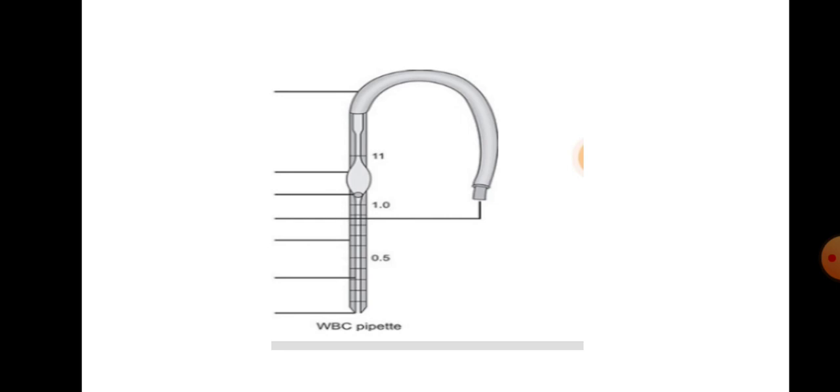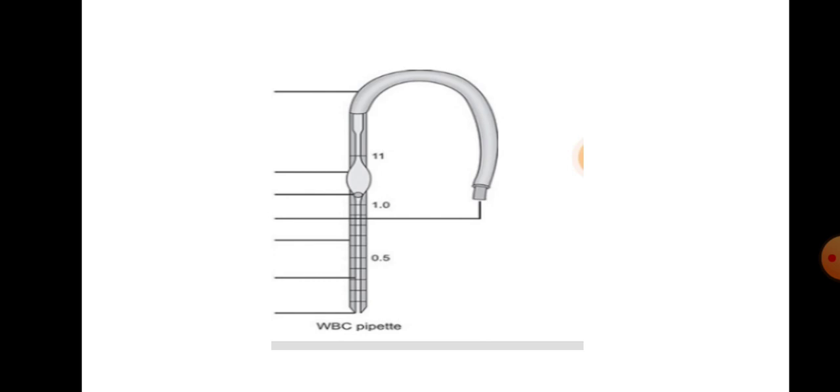And you will observe that there are only 3 markings on the WBC pipette, that is 0.5, 1 and 11. So the semen sample is taken up to the 0.5 level, and from there up to the 11 mark, the diluent or the saline solution can be taken. Then this WBC pipette is kept horizontal in our palms, and it is rotated so that the mixing of the diluent and the semen will be very easily done.